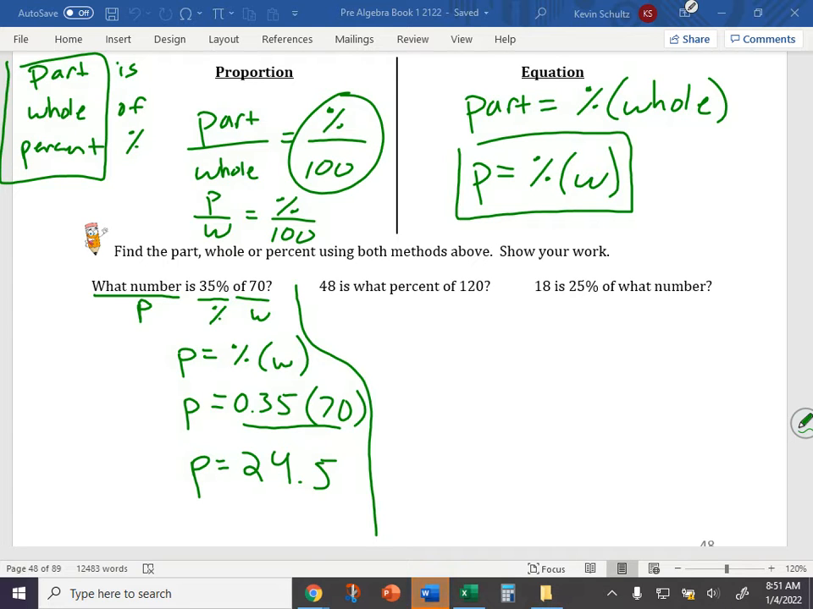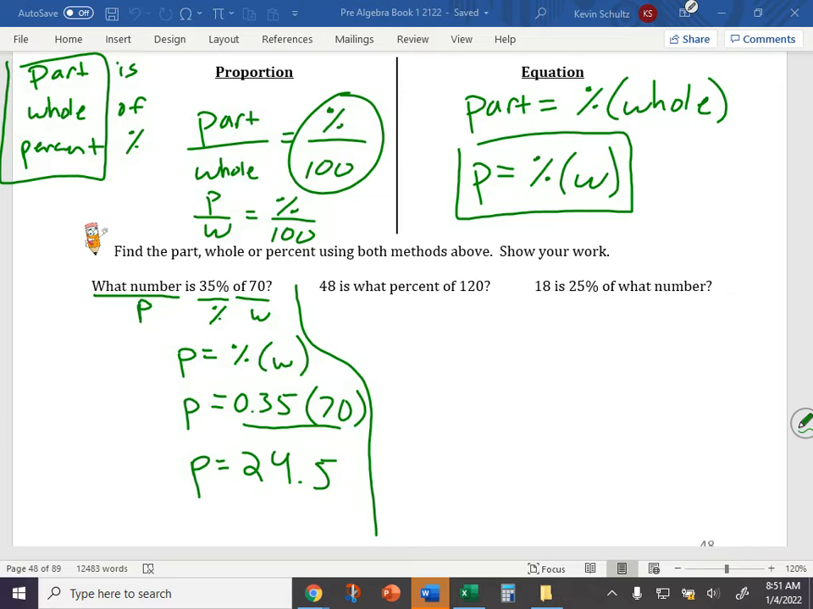So for everyone, are you going to make it a decimal instead of a percent? When you're using the equation method, yes. When you're using the proportion method, it's written as a fraction anyway, so you want to stick with that. 48 is what percent of 120?